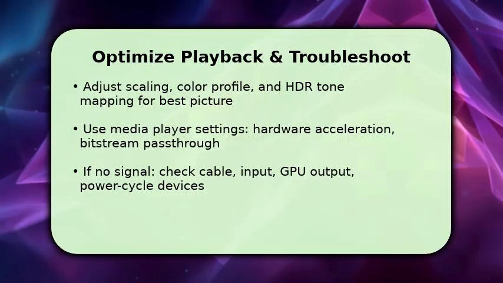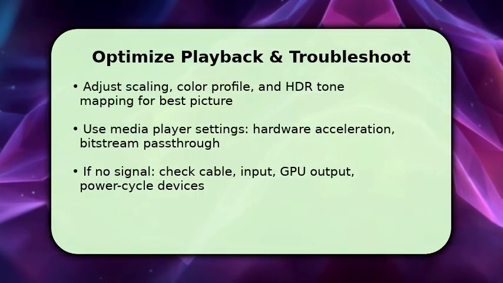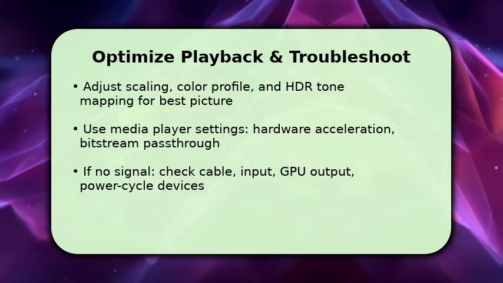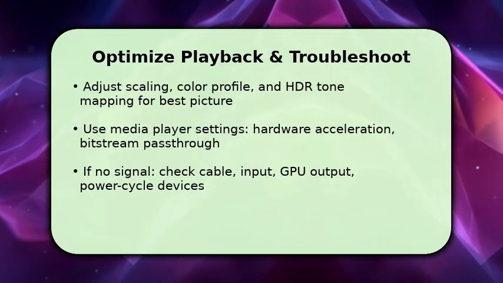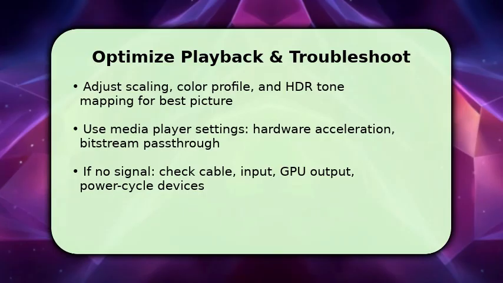If the TV shows no signal, start with the obvious. Confirm the correct HDMI input, and check cables. Try a different HDMI port or cable, and power cycle both TV and desktop. These steps solve most connectivity issues fast.